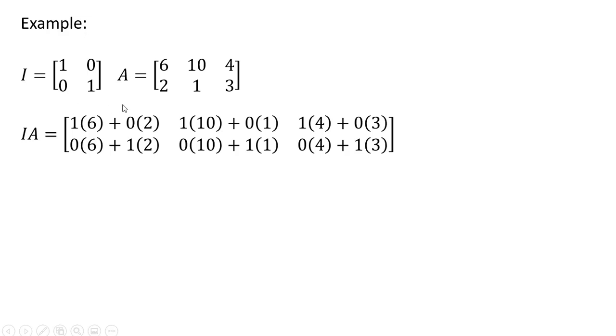Another example, an identity matrix multiplied by matrix A will just give us matrix A.